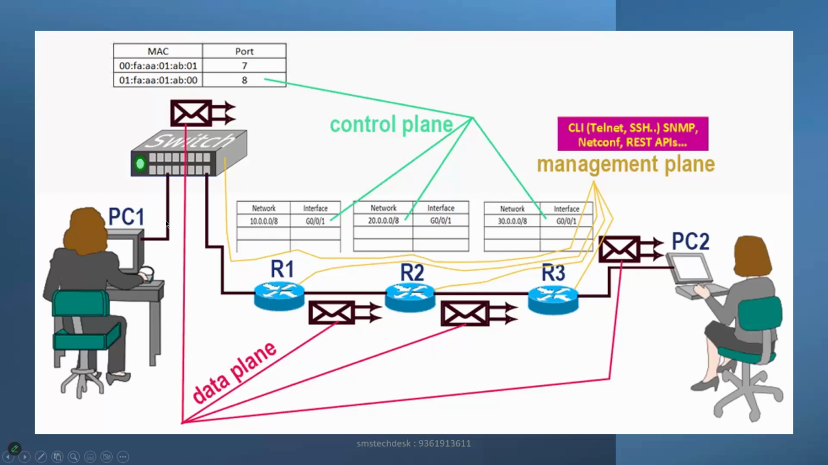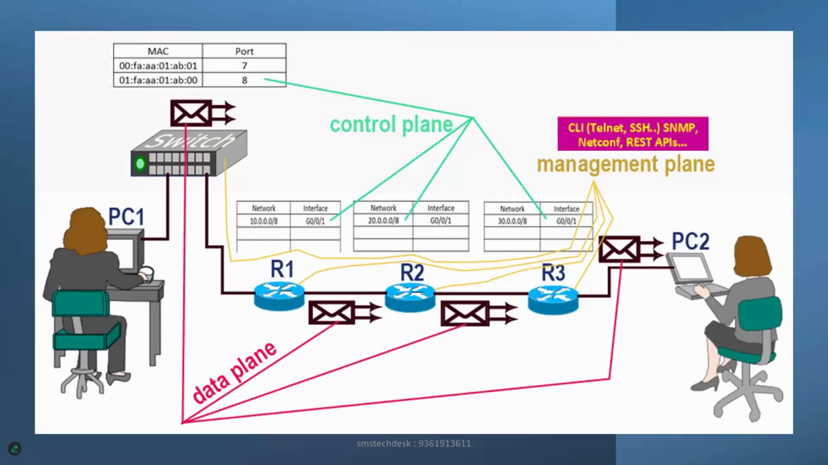So let's start with the data plane here, which is shown in red color. When PC1 sends a packet to PC2, the packet actually travels through the switch, then router 1, then router 2, and then router 3. Finally, it is reaching the switch and PC2. This actual movement of packet is called the data plane.